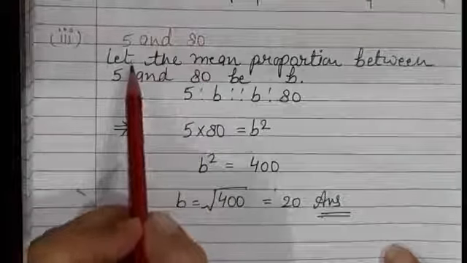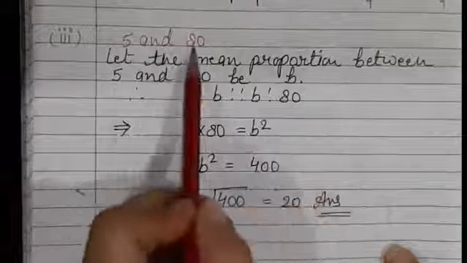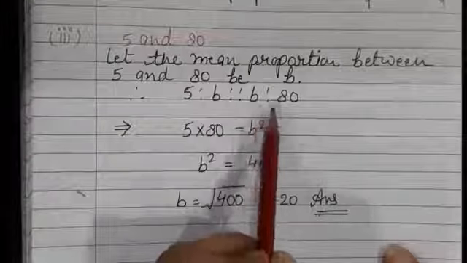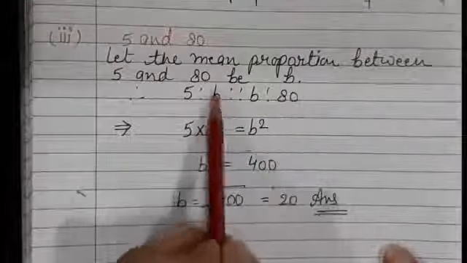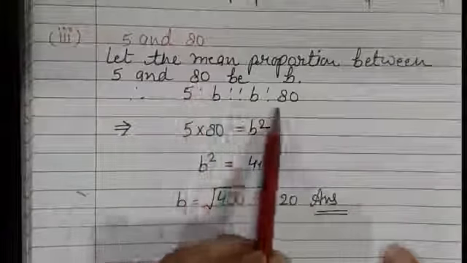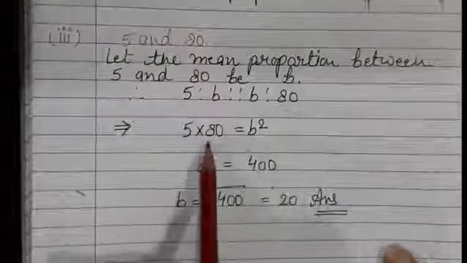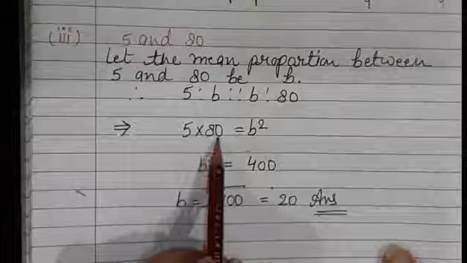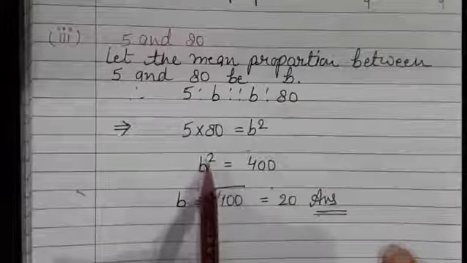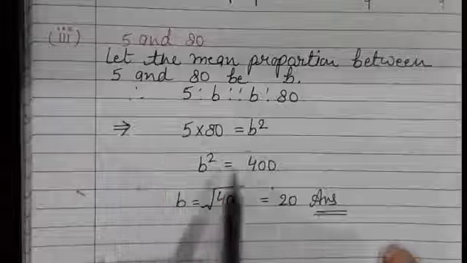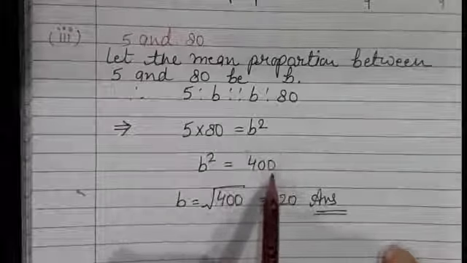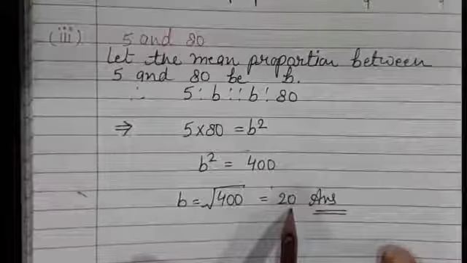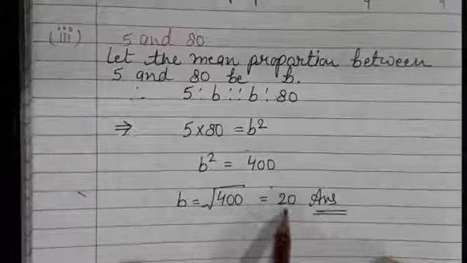Now the third part. If we have to find the mean proportion between 5 and 80, again let the mean proportion between 5 and 80 be b. So 5 is to b as b is to 80. The product of means is equal to the product of extremes. When we solve, b square will come equal to 5 into 80. Right? b square is equal to 5 into 80, which is 400, and when we remove the square from the left hand side, on the right hand side we have to find its square root. So the square root of 400 will be 20. So that means the mean proportion is 20.